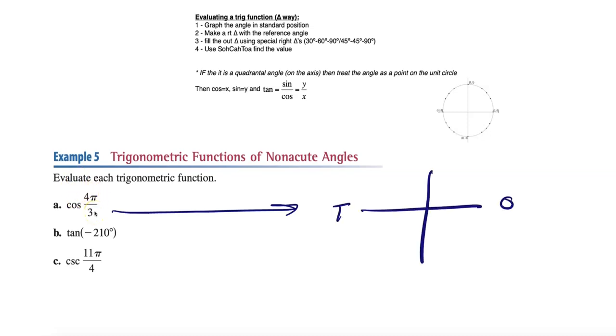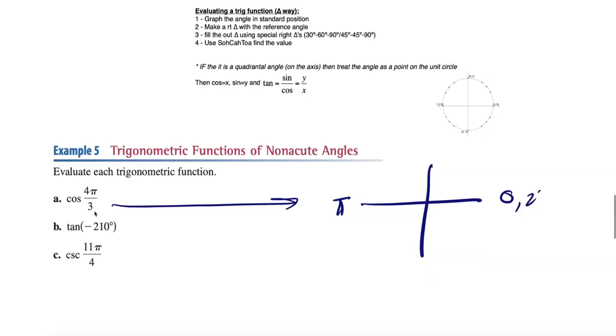Here's 0, here's pi. Here's 3 pi over 2. I don't need that one. Here is 2 pi. I like to get the common denominator. We're over 3, so we're going to make this 3 over 3, 6, and that's the same as saying 6 pi over 3. 6 pi over 3 is just 2 pi.